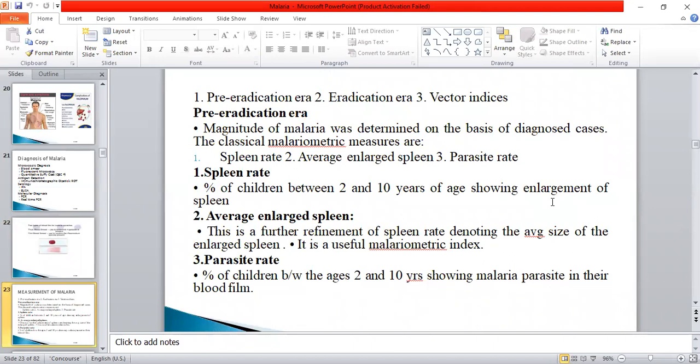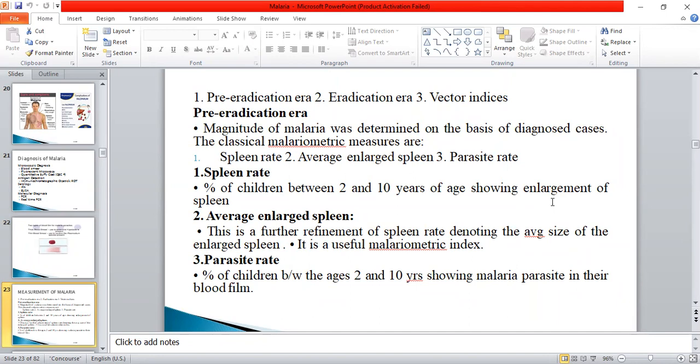Measurement of malaria. The measurement is divided into three areas: pre-eradication era, eradication era, and vector indexes. In the pre-eradication era, the magnitude of malaria was determined on the basis of diagnosed cases. The classical malaria measures in the pre-eradication era are spleen rate, average enlarged spleen, and parasite rate. Spleen rate is the percentage of children between 2 to 10 years of age showing enlargement of the spleen. In the spleen rate, adults are excluded because causes other than malaria frequently play a part in causing splenic enlargement in them.